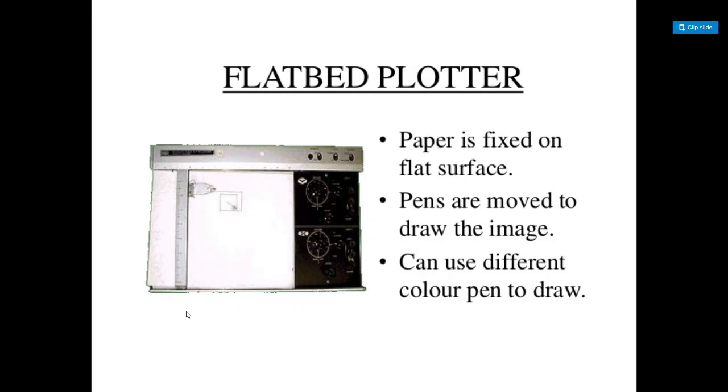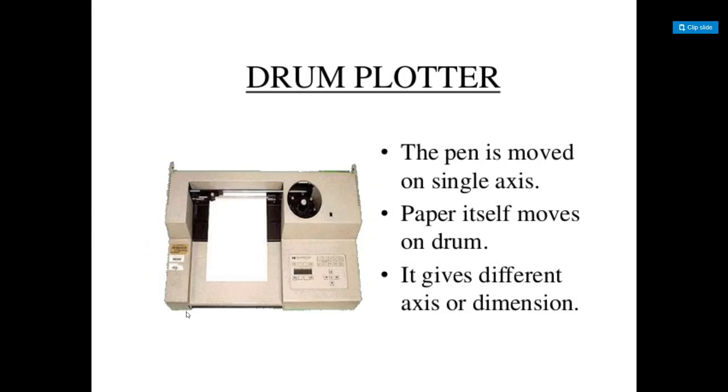And see, this is how a flatbed plotter looks like. Paper is fixed, pens are moved to draw on it, and it can use different color pens. This is a drum plotter. The thing is the technology used inside the system. The pen is moved on a single axis, and the paper itself moves on the drum, so it gives a different axis or dimension.